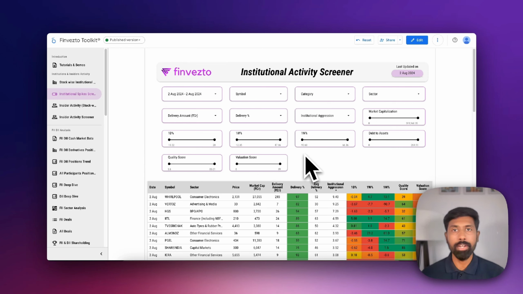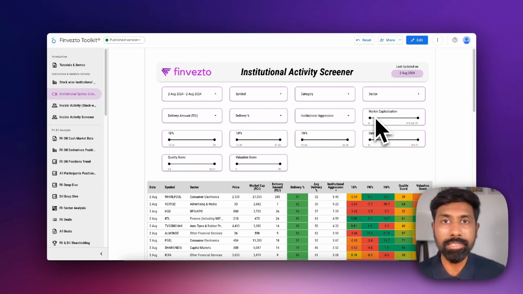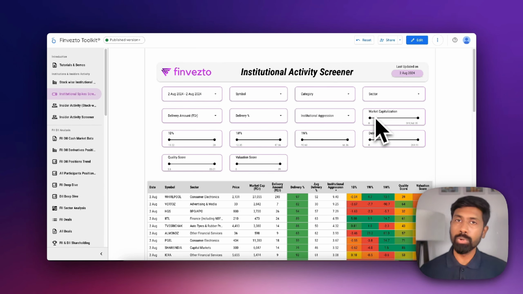So week on week, or on a daily basis, try doing this and see which stocks are facing institutional activity, what the spike level is, and in TradingView at what levels they have entered. All these things you can figure out. You can also set a quality score and a valuation score so that you only deal with quality stocks which are in reasonable valuation. You can also filter it based on market cap. So try these, explore these, and do your demo trading before you actually take your live trades.